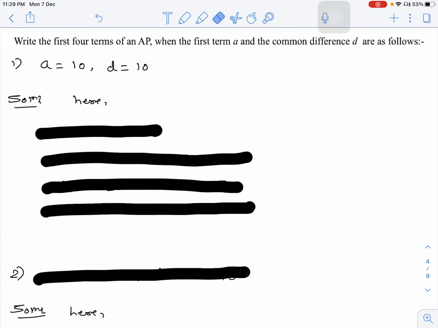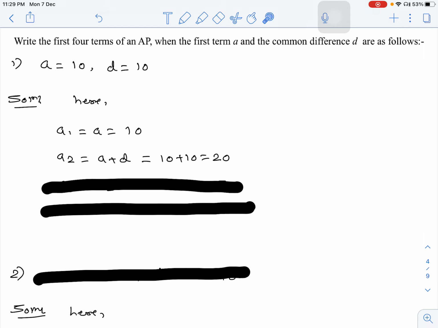By using that, what do we get? A1 equals A equals 10. Now A2 will be equal to A plus D. We have to add the difference. A is 10 and D is also 10, so the value of the second term will be 20. Now the third term: A3 will be equal to the second term plus D. The value of the second term is 20, so 20 plus the value of D, that is 10, so total 30.